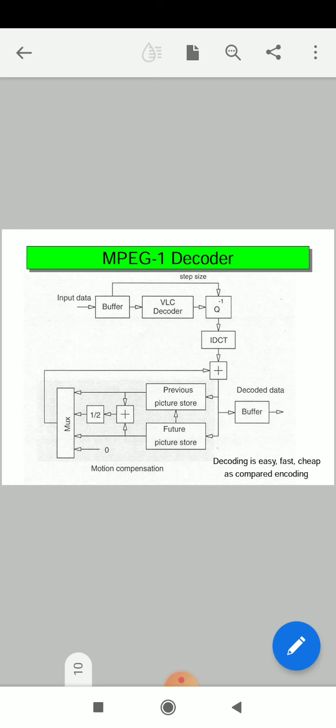For the MPEG decoder, from this block diagram, what are the stages involved? We are using a buffer and VLC. For the encoder we use a VLC encoder. Here we use a VLC decoder, and we apply inverse quantization and inverse DCT. The previous picture is stored in this store, and the decoded output data comes from the buffer.